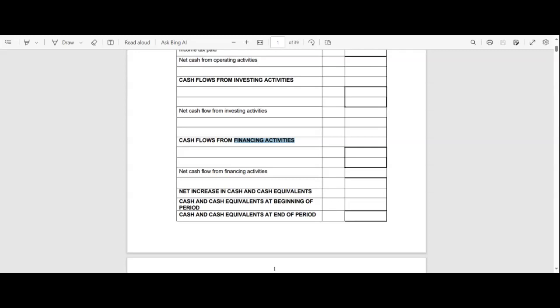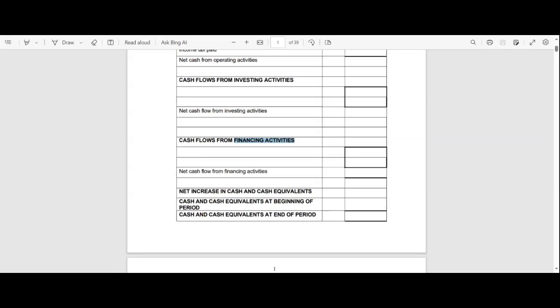It is possible to draw up your statement of cash flows just by using the information in the rest of your financial statements. So if you've already drawn up your statement of comprehensive income for the year, you've already drawn up your statement of changes in equity for the year, your statement of financial position, and you've drawn up the notes relating to them, from that information you can get enough information to draw up your statement of cash flows.